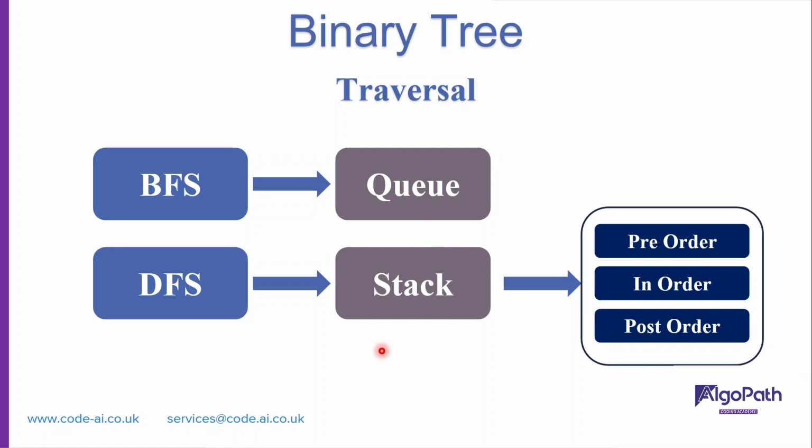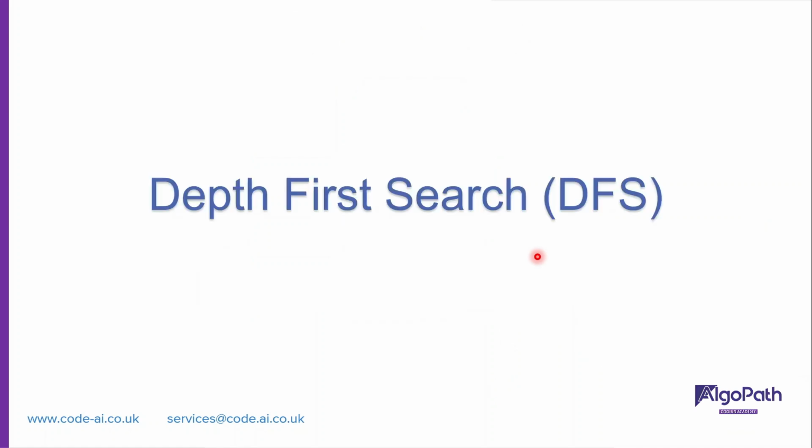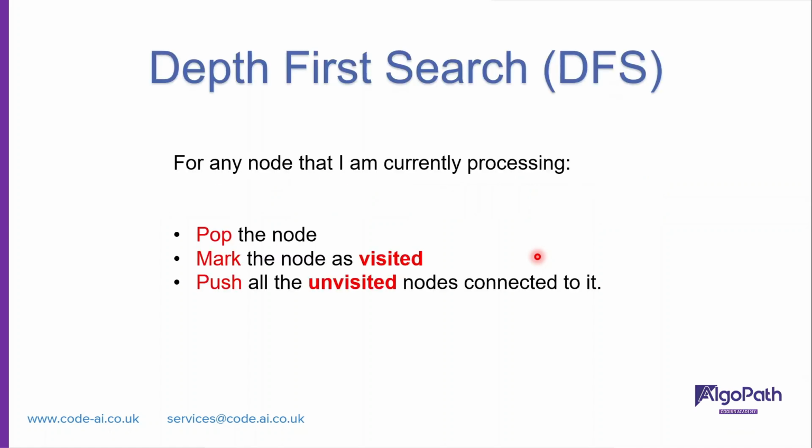So for a binary tree, under DFS, there are three ways we can traverse: pre-order, in-order, and post-order. In this discussion we will learn DFS to solve a specific problem. To apply DFS for any node that I'm currently processing, I have to remember these three lines. Pop the node, mark the node as visited, push all the unvisited nodes connected to it. This is really important. The nodes have to be unvisited.